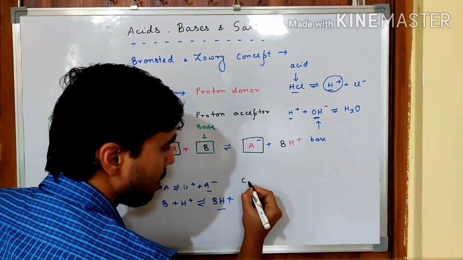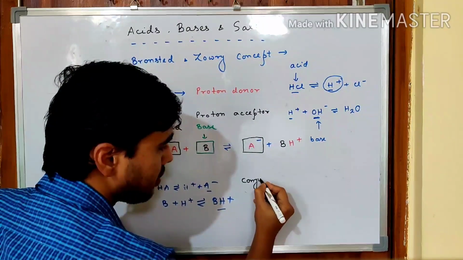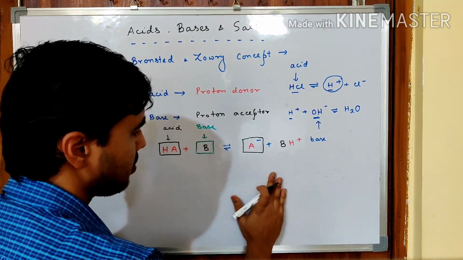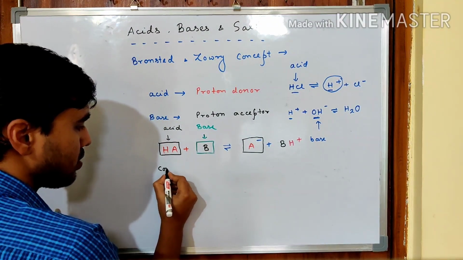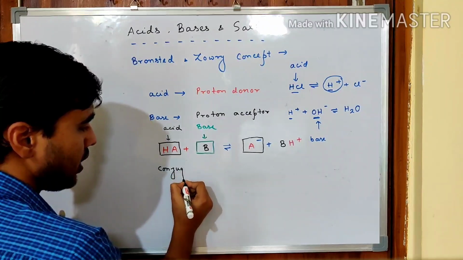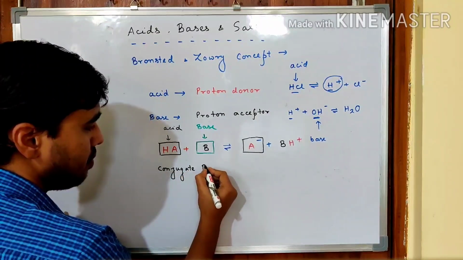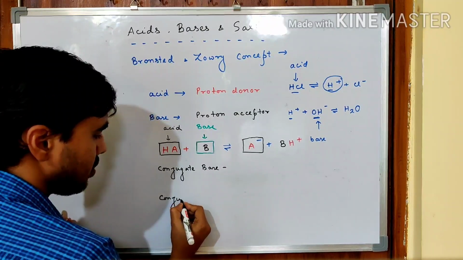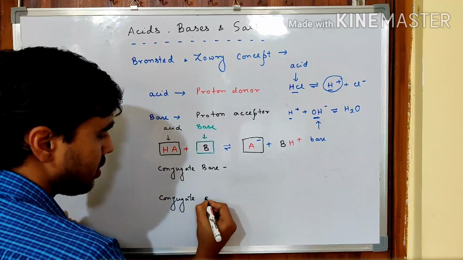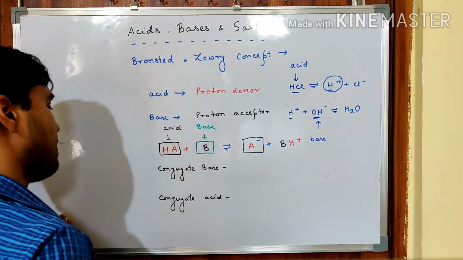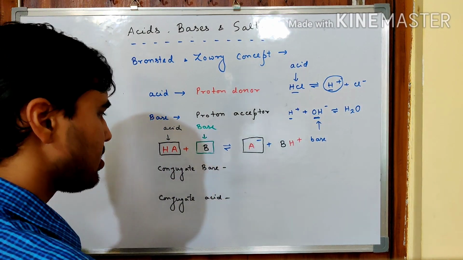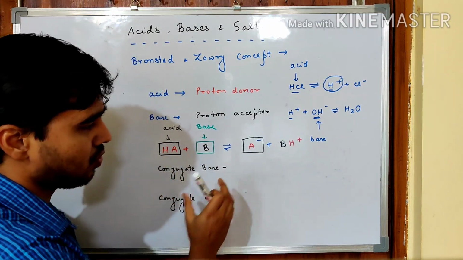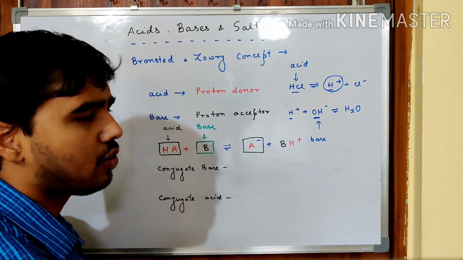One is conjugate base, another is conjugate acid. Let us erase this part. Now, what is a conjugate base? Acid, after losing H plus, whatever remains, that is a conjugate base.